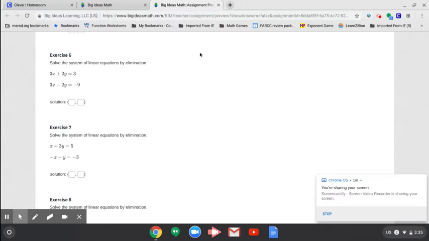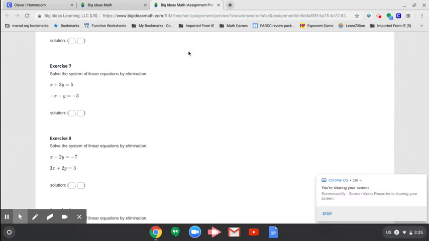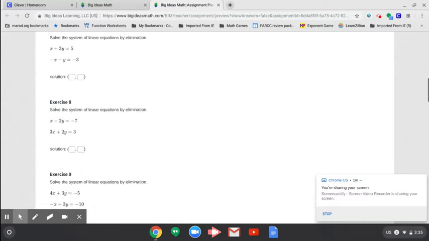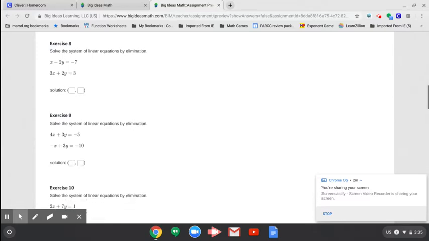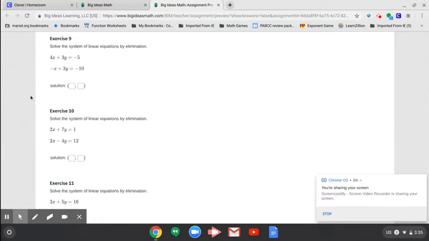Okay. Number 7, again, you are going to add because you have the like terms here of x and negative x. You know those are going to eliminate, and everything else is going to go straight down. And you're going to add the 3 plus 3y plus negative 1y, which would give you 2y. And then you'll have 5 plus negative 3 is 2. You'll solve for y, plug back in and solve for x. Number 8, you will also add because you have your like terms here of a positive 2 and a negative 2, which will eliminate.